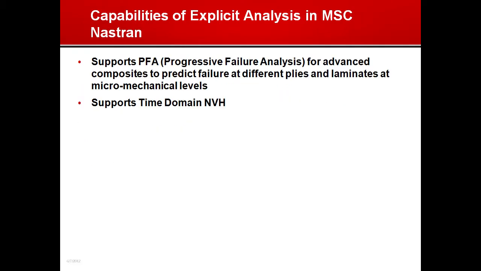Last couple of bullets on the capabilities here, and then we'll get into some examples. We do have a progressive failure, or PFA, technology that allows a simulation to calculate failure of elements and a progressive failure of elements. At a certain time, some element may fail, and then at the next time, its neighbor may fail, and you can watch the cracks grow and things of that nature. And the final bullet here supports time domain noise, vibration, and harshness. This is a relatively new technology, a new request by our customers, and that's available to you at this level.